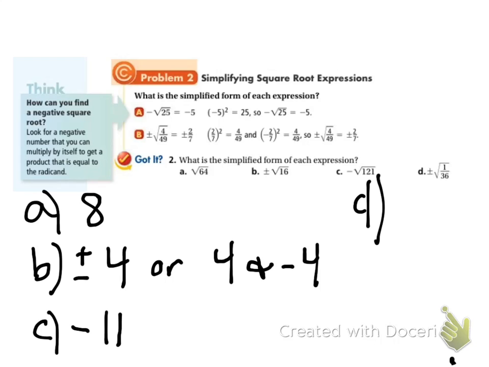And D, I have the plus and minus again. So once I get my answer, I'm going to stick plus and minus out front. And the square root of 1 over 36 is 1/6, and I stick the plus and minus out. Remember, with all of these, you can just type into your calculator square root of 1 over 36, and it'll give you 1/6, or it'll give you the decimal, and that's fine too.